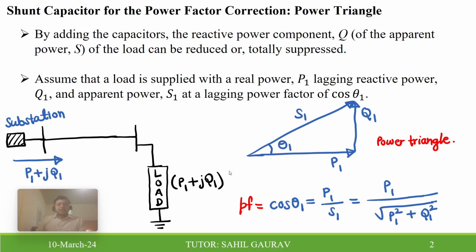So we can make the power triangle. This is P1, and in quadrature with P1 is Q1, and this whole makes the apparent power S1, and this is theta 1. If we take the cosine of theta 1, that gives the power factor. So the power factor cos theta 1 is equal to P1 divided by S1, and you can make this trigonometric expression.